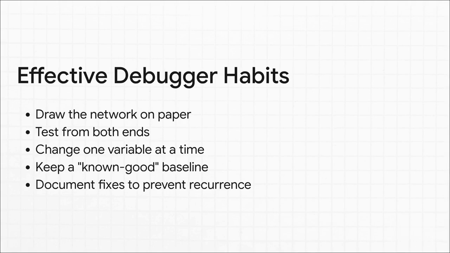Drawing the network, even on a whiteboard or a piece of paper, forces you to actually understand the path. Testing from both ends immediately exposes issues, just like the asymmetric routing we just saw. Changing one thing at a time, this is huge. It prevents you from accidentally making the problem worse. And of course, documenting the fix ensures that no one else has to solve this same mystery ever again.